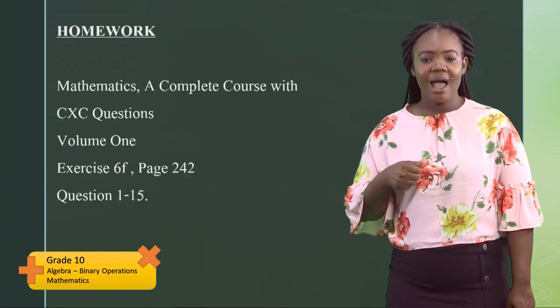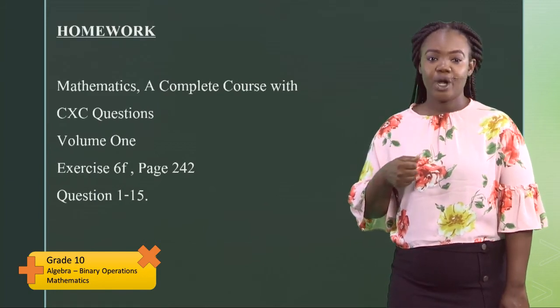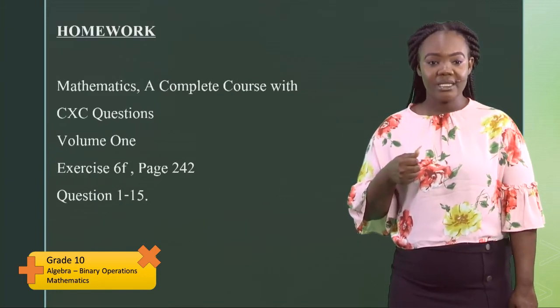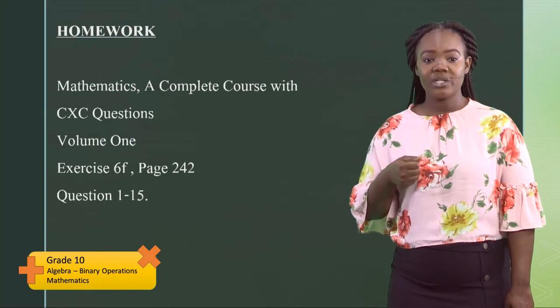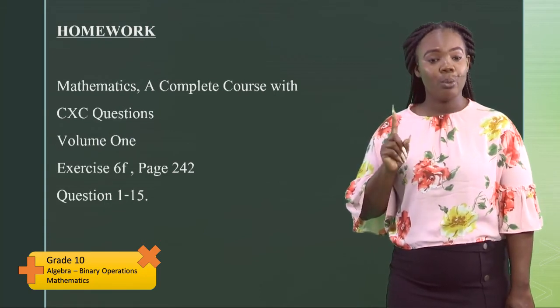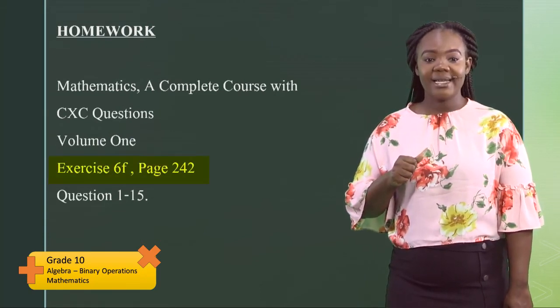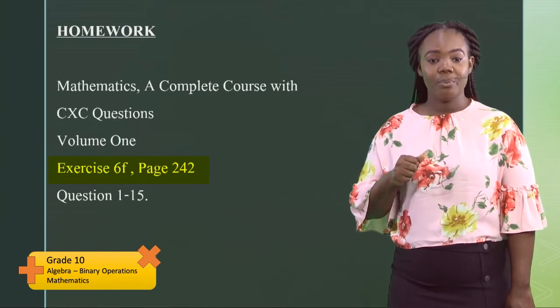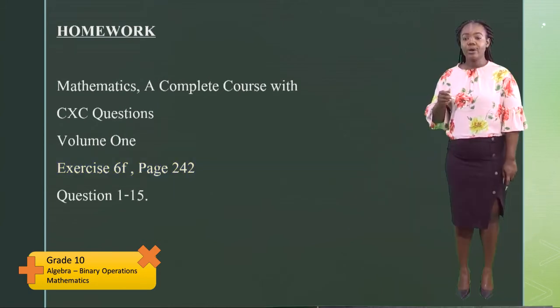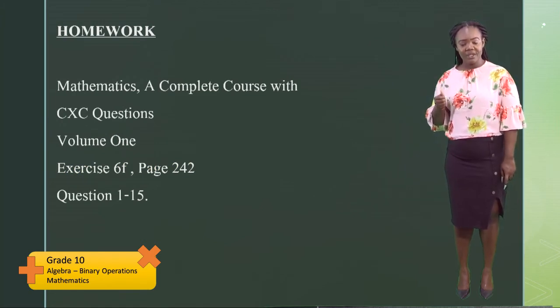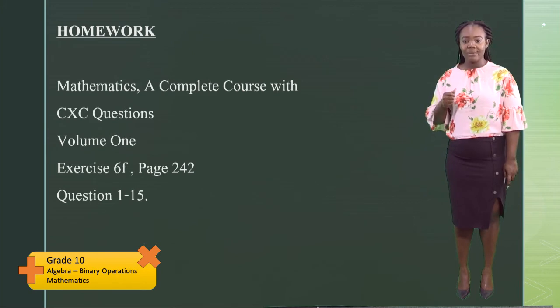Now I want you to have more practice on binary operation. So you're going to reference the Mathematics A Complete course with CXE questions, volume 1. Exercise 6F can be found on page 242, and you're going to work every single one of the problems. There are only 15 exercises on binary operation, and if you can master all of them, then you are more than ready to tackle any question with binary operation.